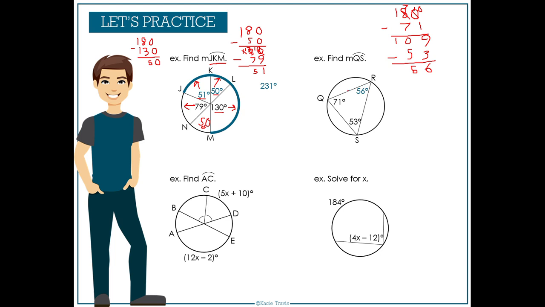Now remember what we talked about before with inscribed angles. When we want to find this arc measure here and this angle here, 56, they're related. This angle is half the size of QS. So if we wanted to find QS, we're just going to multiply instead, because that's the opposite of taking half of something. So that's our answer there.